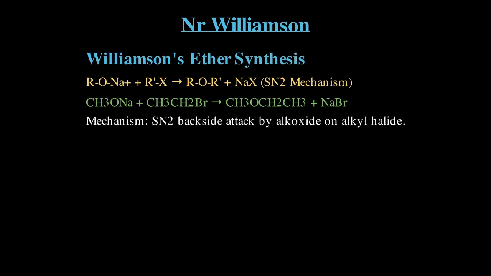Let's break down the mechanism. The alkoxide ion is a strong nucleophile. It performs a backside attack on the partially positive alpha carbon of the alkyl halide. As the new carbon-oxygen bond forms, the halide ion leaves, and we get an inversion of configuration at that carbon, just like any SN2 reaction.